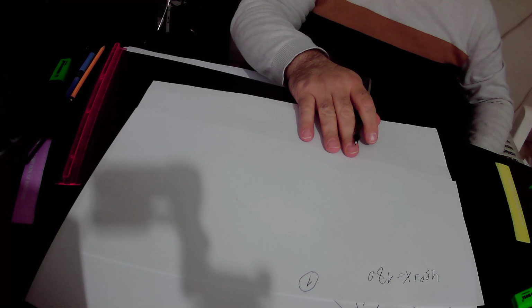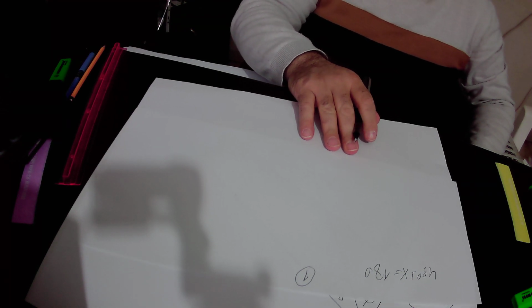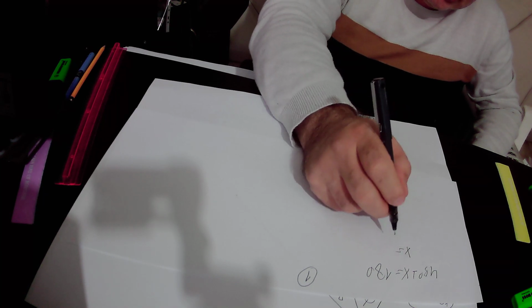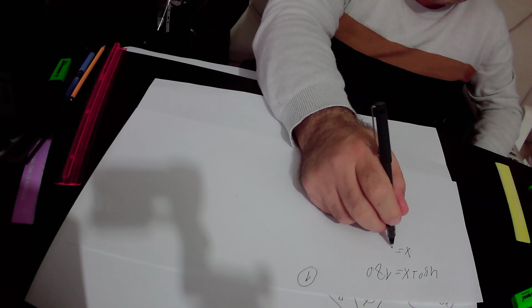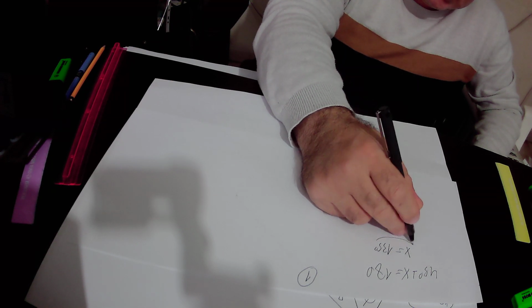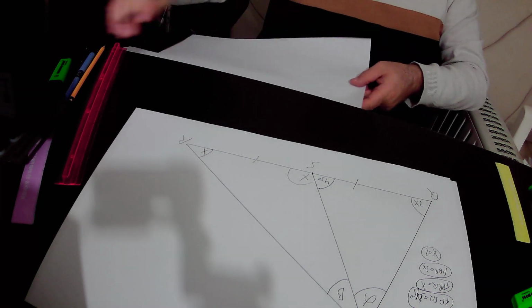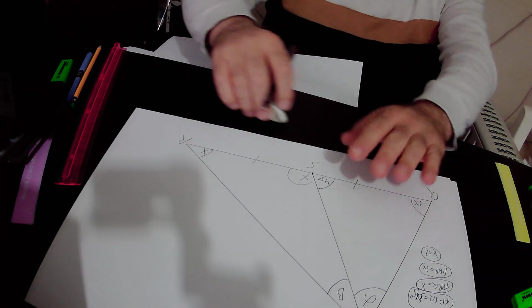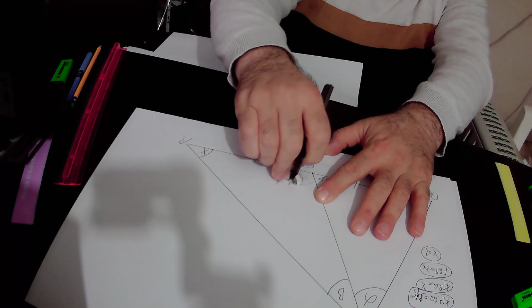So here we will subtract 45 degrees from 180 degrees, and we will get that the angle is 135 degrees. So we found out that angle PSR equals 135 degrees, and we can write that here.